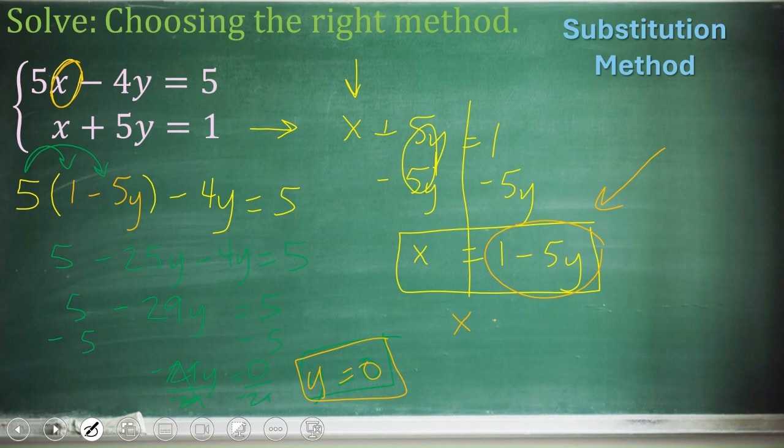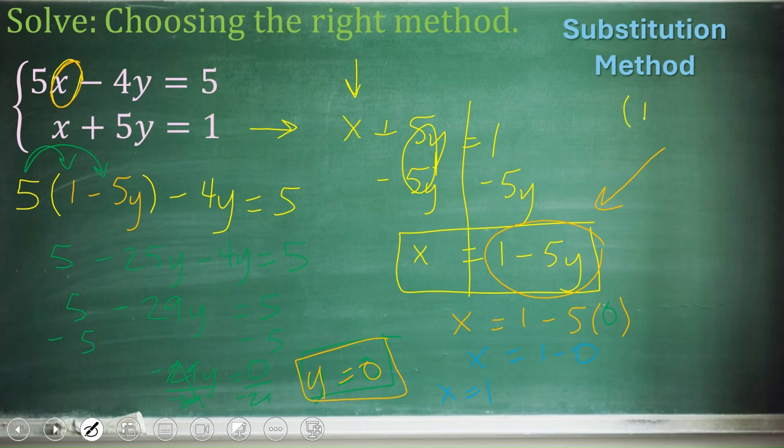So in this case, x equals 1 minus 5. I'm going to put my parentheses there, and in goes 0. X equals 1 minus 5 times 0, which is 0. So that means x equals 1. So my solution to this system is x equals 1, y equals 0.